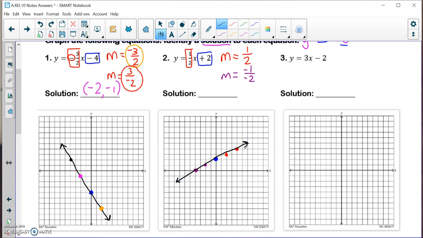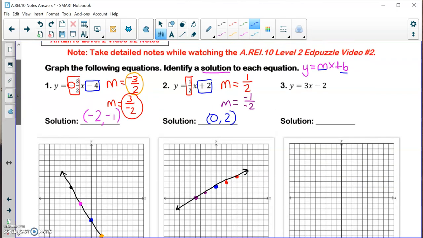All right, now we need to identify a solution. You just need to pick an ordered pair on this line, a point on the line. Maybe you want the blue point. The blue point is the ordered pair 0, 2. That would be a solution. Now, if you picked a different point from me, that is completely okay. All right. But the point needs to be on the line.